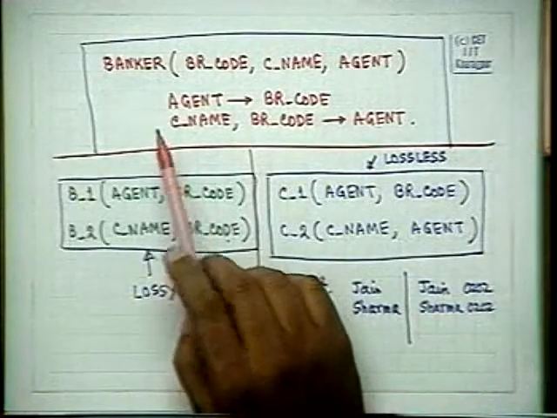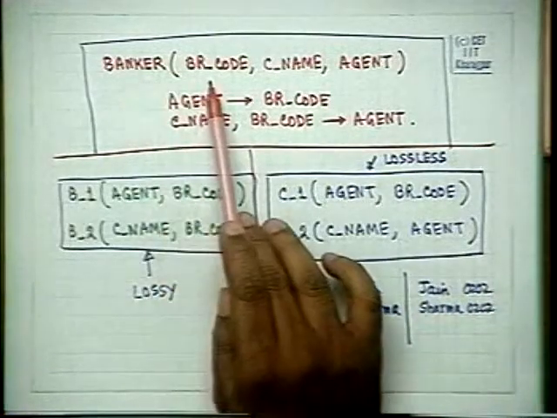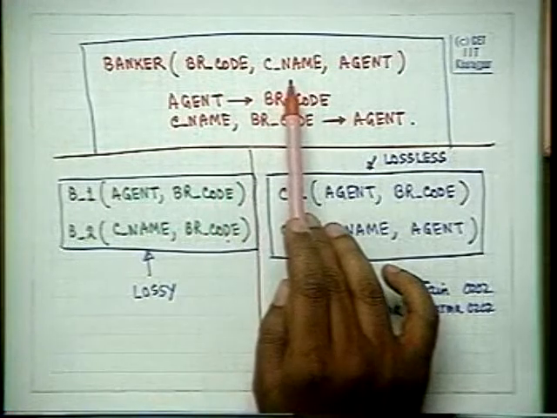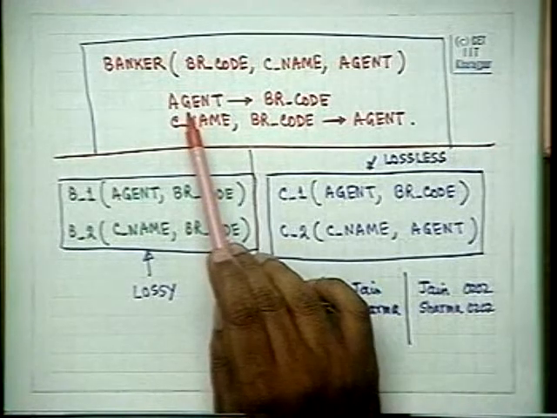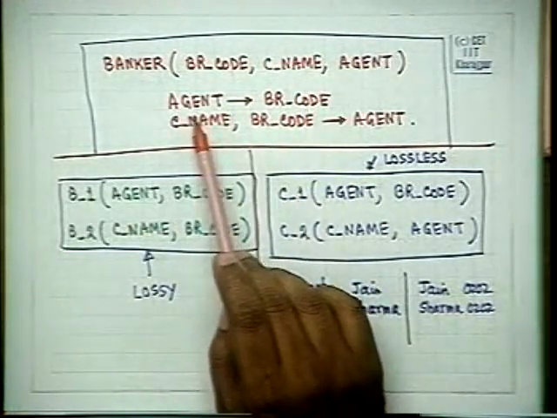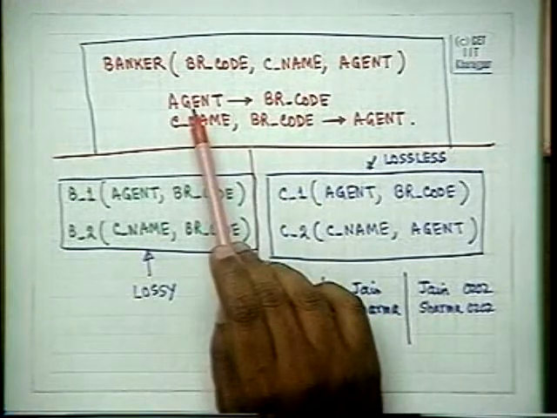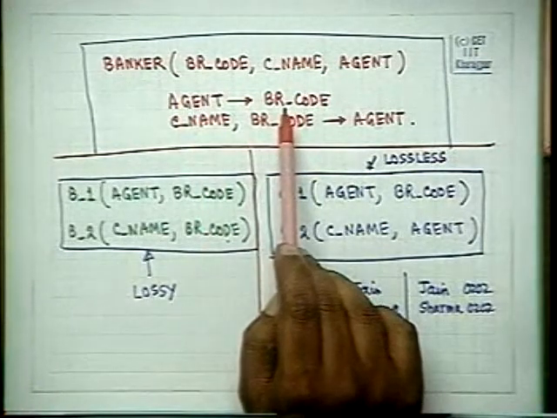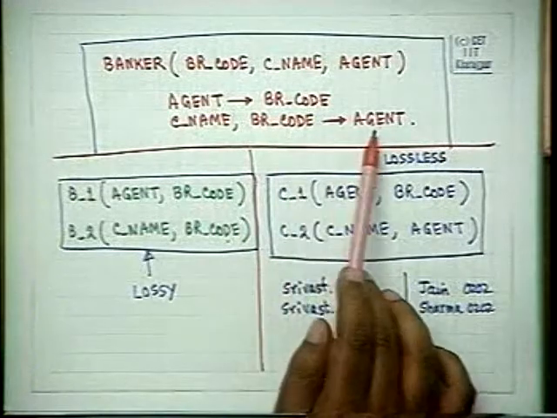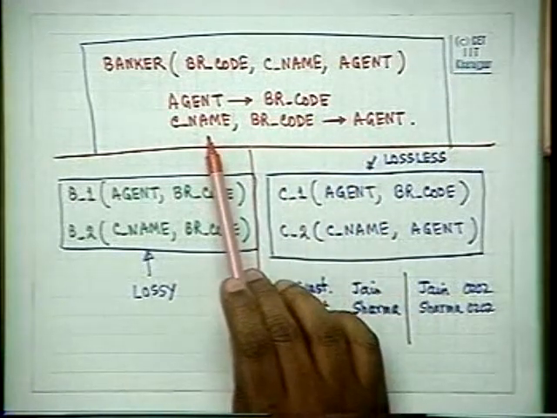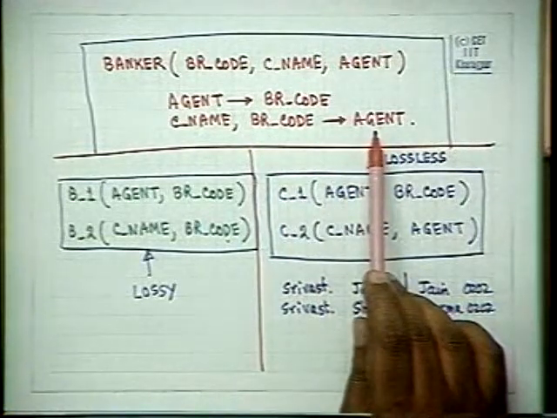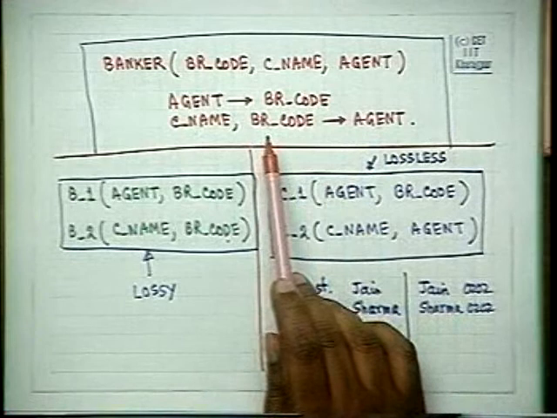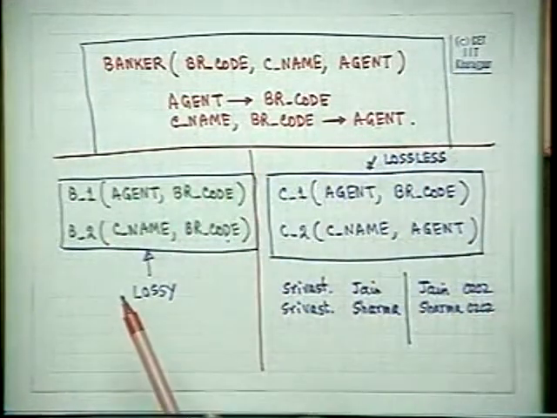We saw another example, the banker example, where we had a banker relation with branch code, customer name and agent, and we had two functional dependencies, agent to branch code, which signifies that a particular agent can work in only one branch, and customer name and branch code to agent, which signifies that in one branch a particular customer can take the services of only one agent. Though there may be many agents in the bank, these are the two functional dependencies which hold.